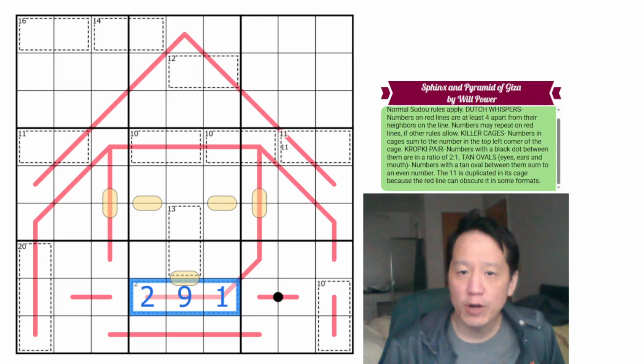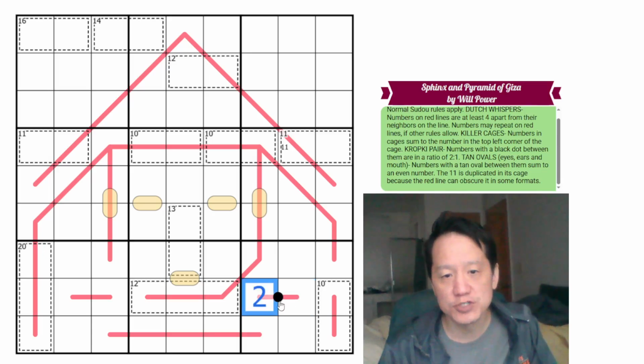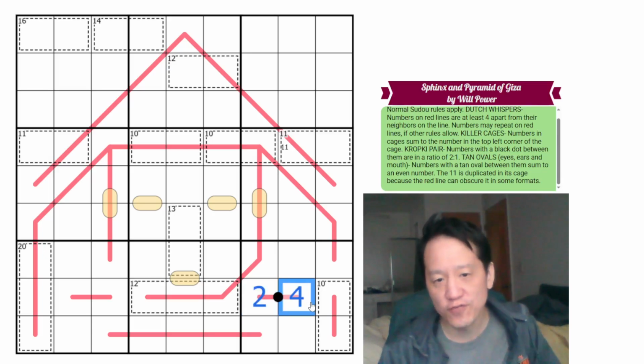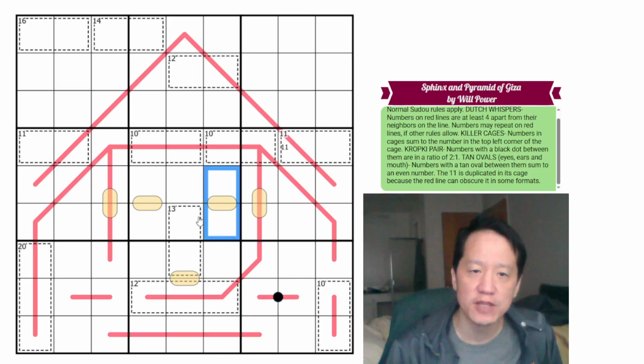Then we have Kropke pairs, where numbers with a black dot between them are in a ratio of 1 to 2. Well, there's only one of those, so if this were, say, a 2, this would have to be 1 or 4 to maintain the 1 to 2 ratio. And then we have tan ovals, which are the eyes, the ears, and the mouth.